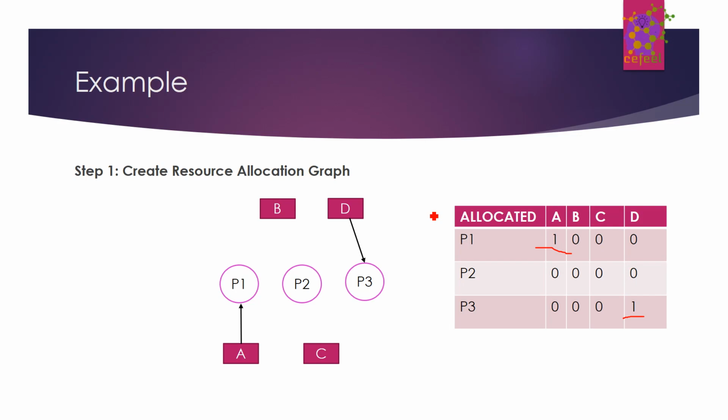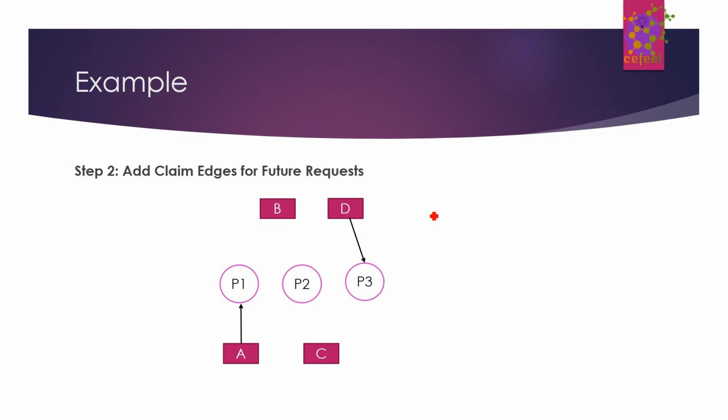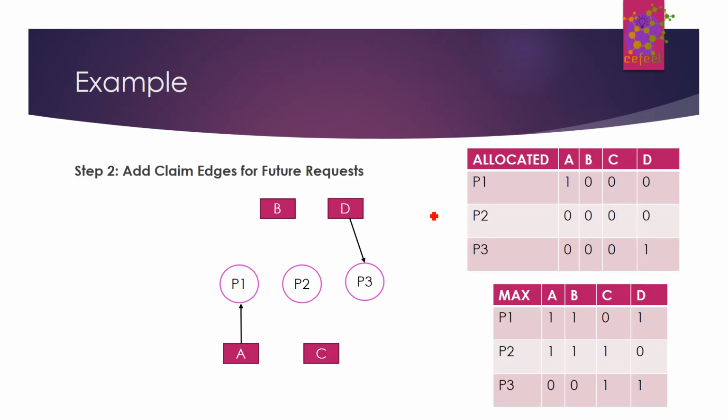Pretty easy, isn't it? So next step is to add claim edges for future requests. So we will see our matrix that is given, which means we have P1 over here. So P1 needs one of A, B and D, but it only has A, which means it will need B and D. So B and D, we need to create the claim edges for B and D. So P1 needs one instance of B and one instance of D.